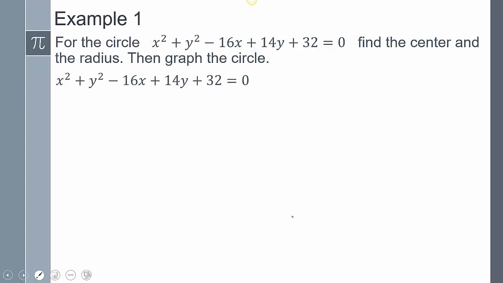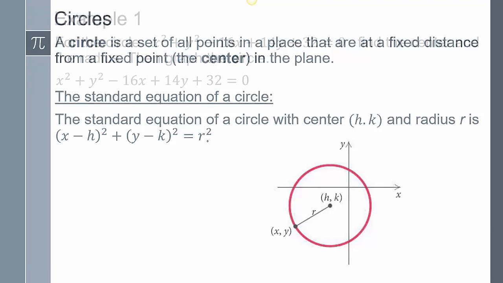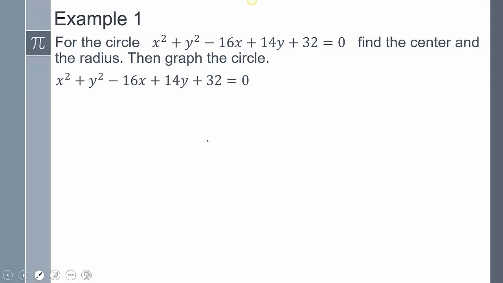Now for the circle x² + y² − 16x + 14y + 32 = 0, find the center and the radius, then graph the circle. So right now this is the general form equation of this conic section. I have to put it into standard form. It's basically saying I need to put it into this (x − h)² + (y − k)² = r² form. Now the way that we're going to do this is by completing the square.